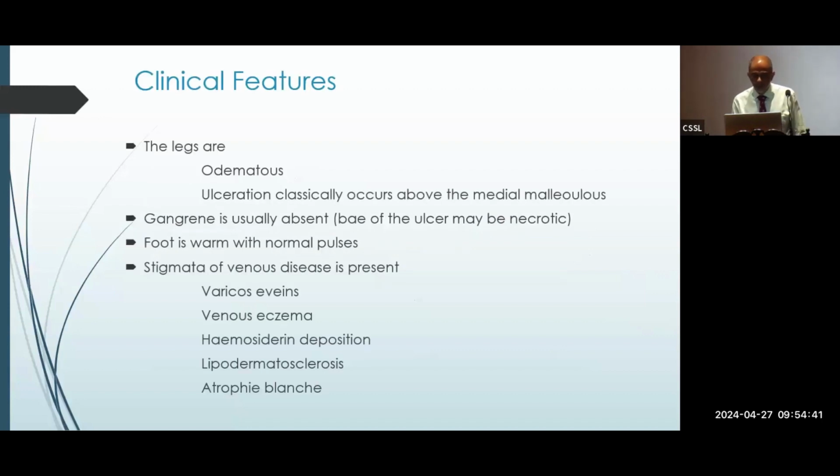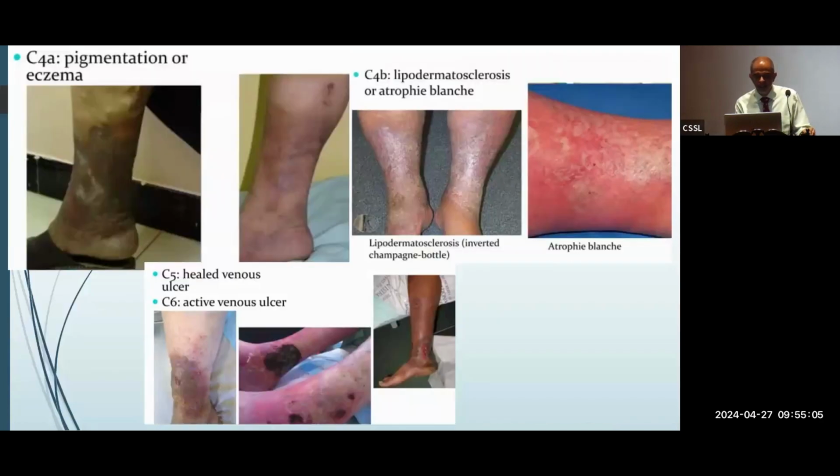So when you get an ulcer, the legs are generally edematous. Very rarely do you still get normal looking legs. It classically occurs above the medial malleolus. It is not gangrenous, the pulses are generally there, and it's very warm. With this ulcer, you must look for stigmata of veins. Now we passed that, this is a bit of overlap.